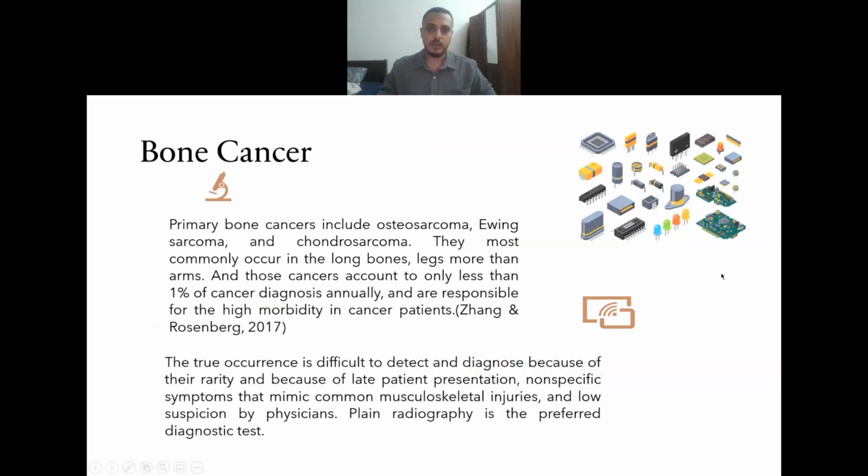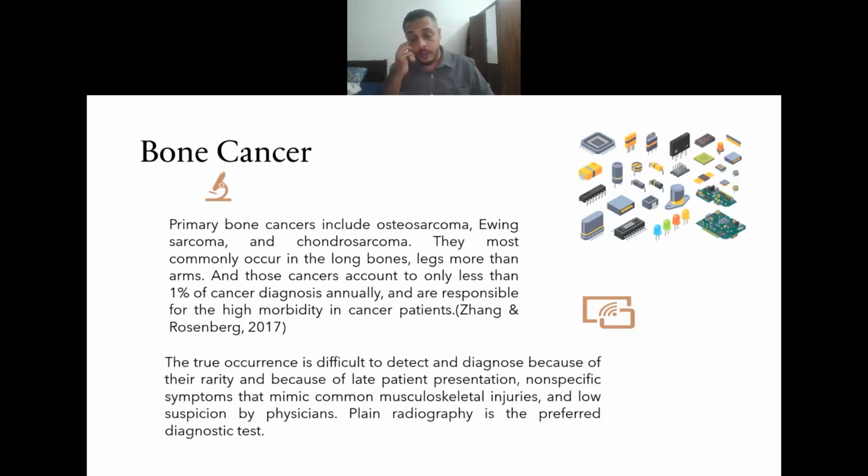So, bone cancer. We start here to explain bone cancer in general. The primary bone cancers include three types: osteosarcoma, Ewing sarcoma, and chondrosarcoma. They most commonly occur in the long bones, legs more than the arms, and those cancers account for less than 1% of the diagnoses annually and are responsible for high morbidity in cancer patients.